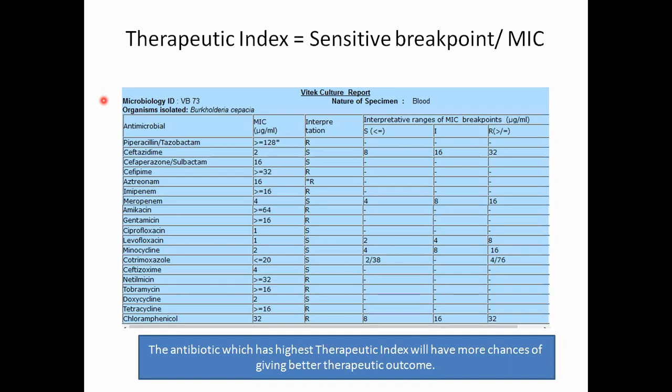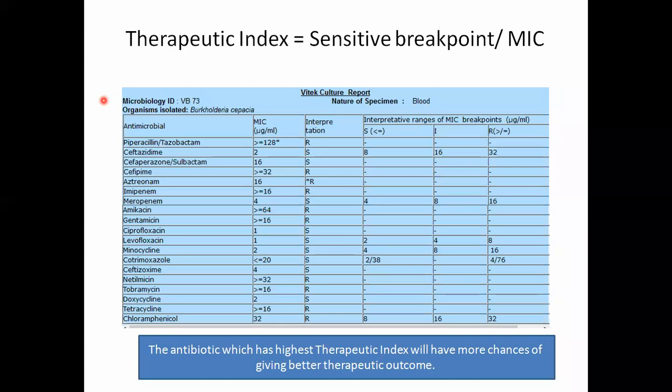So these breakpoints are not going to be the same for every organism. For E. coli it's going to change, for Pseudomonas it's going to change, for Burkholderia it's going to change, for Acinetobacter it's going to change. So these MIC breakpoints keep changing for each organism, and they are given by international societies, EUCAST and CLSI. CLSI is American, and EUCAST is the European guidelines. They keep checking these sensitivity ranges.